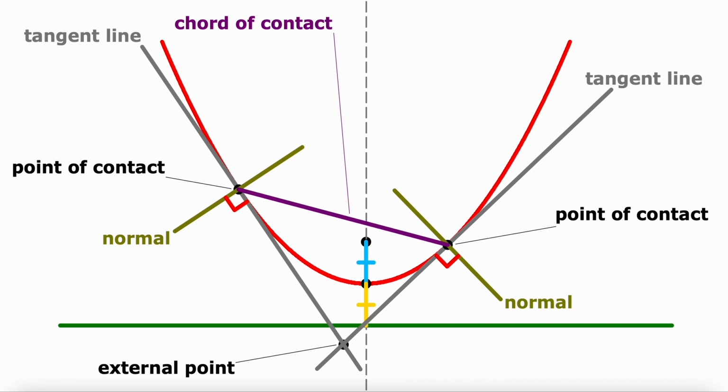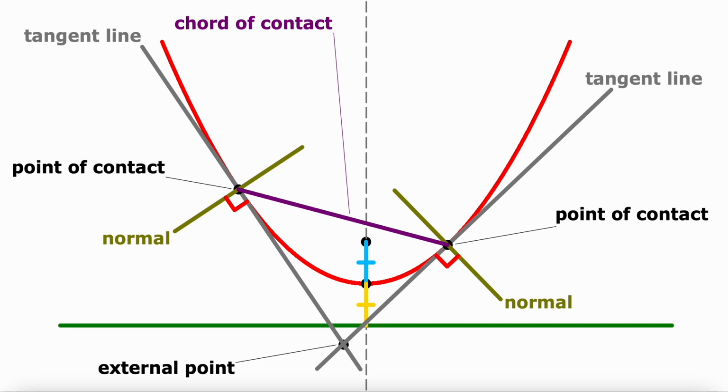An external point is a point that lies outside the parabola. Given an external point, we can draw only 2 tangent lines to the parabola from it. A tangent line is a line that touches the parabola at exactly 1 point. Unlike secant lines, tangent lines never cross the parabola. We can draw infinitely many tangent lines to a parabola. However, from an external point, we can draw only 2 tangent lines to the parabola.